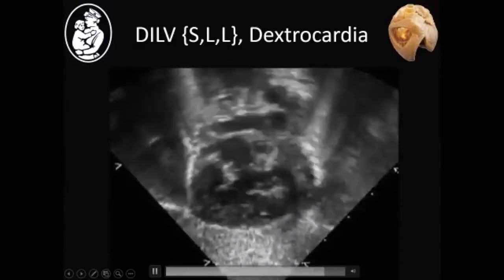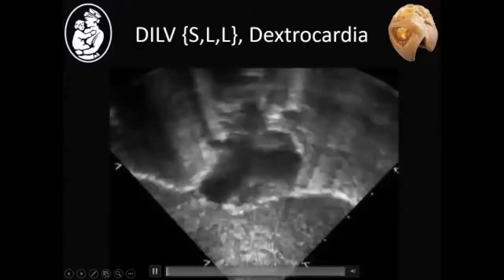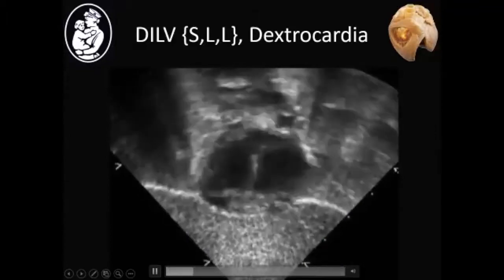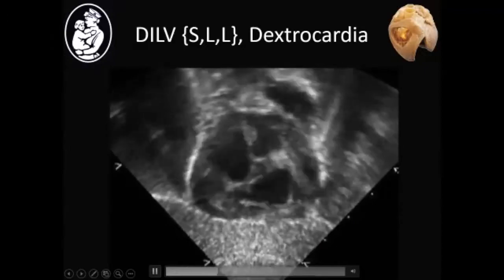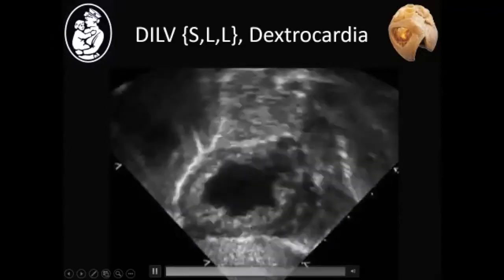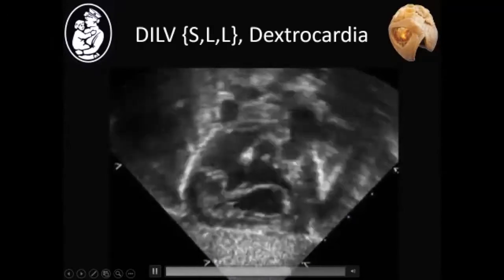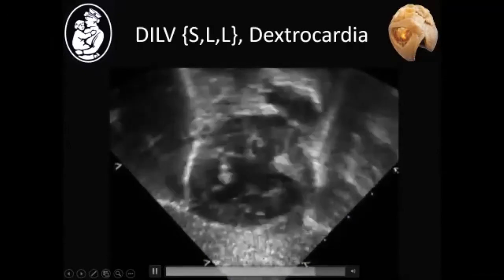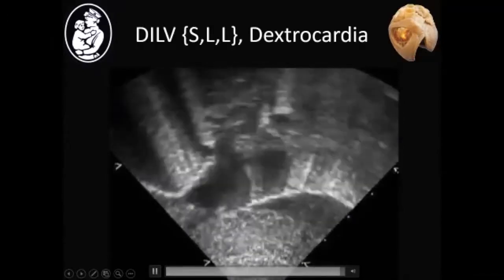And so again, this is situs solitus atria, right atrium here, IVC coming up into it, pulmonary veins into this atrium, L-loop ventricles because the septal surface is over here toward the left instead of over here toward the right, and the aorta is here, anterior and to the left.